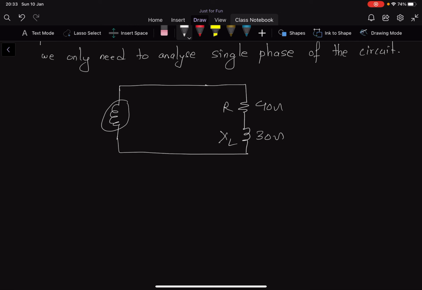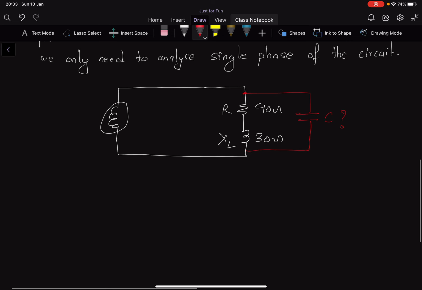And what we need to do is find the value of this capacitor which is connected here to improve our power factor. So what is the value of capacitor which is going to improve the power factor of this circuit? That's what we need to do. Now, to do that, the first thing we can do is to find the impedance of the circuit. So let's find the impedance.